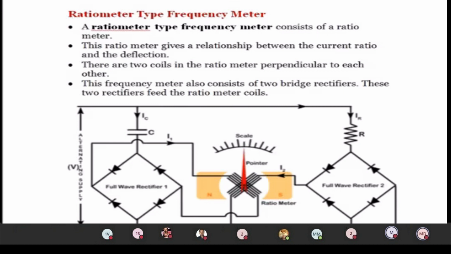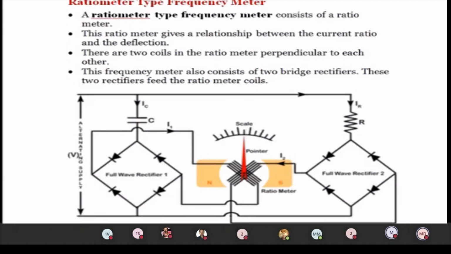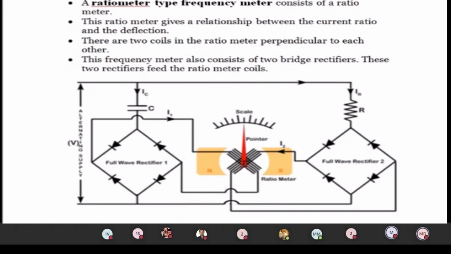On the circuit you can see there are two bridges, two coils will be there. Both will be placed perpendicular to each other, and at the center a pointer will be placed, fixed. The pointer will be connected, and we can see two rectifiers for each coil.